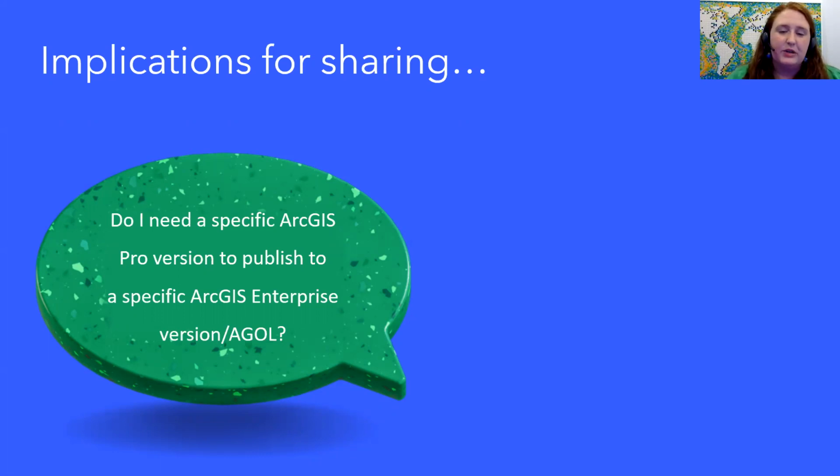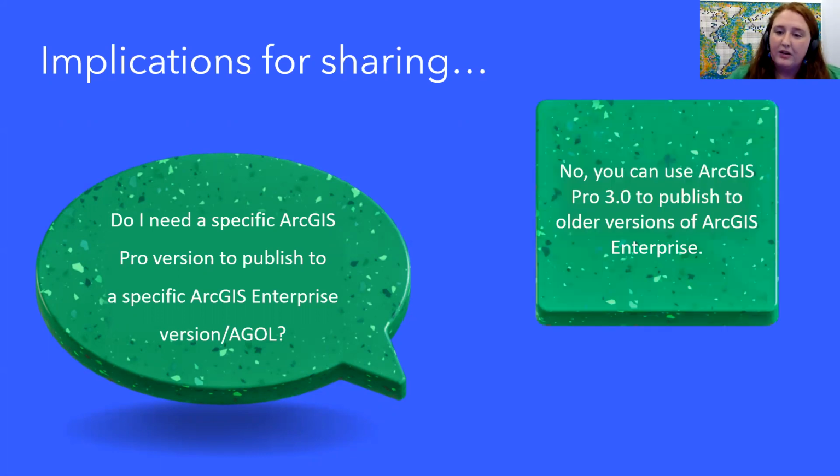And the answer for that is going to be no, you do not. While it is recommended that you use the latest version of ArcGIS Pro with the latest version of ArcGIS Enterprise, you can use ArcGIS Pro 3.0 to publish to older versions of Enterprise. And likewise, you can use older versions of ArcGIS Pro like 2.9 and other supported versions to publish to Enterprise 11 if you have that. However, publishing can be downgraded with some of the newer content. So it is recommended that you use ArcGIS Pro 3.0 with Enterprise 11, but not required. And you can publish to ArcGIS Online with any version of ArcGIS Pro. That shouldn't be a problem.